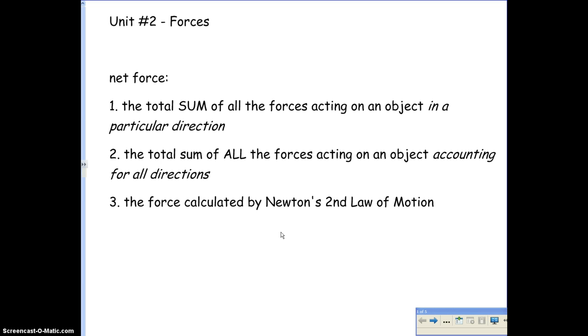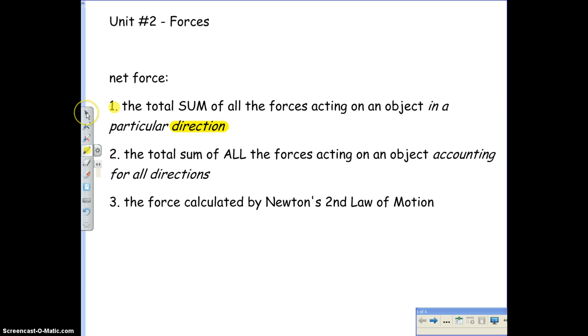So what is the net force? Well, that's actually kind of a slippery question. When asked for the net force, there could be three things that I'm asking you for. One, I might be asking you to add up all the forces, but only in one particular direction. And that's what's often called the directional net force.